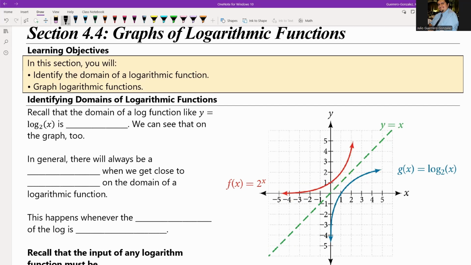If you recall from section 4.3, we already have the domain of a logarithmic function. We've already sort of defined this a little bit. It's going to be from 0 to infinity. We see that on the graph. You can see that our graph starts here, and it only goes that way for the logarithm.